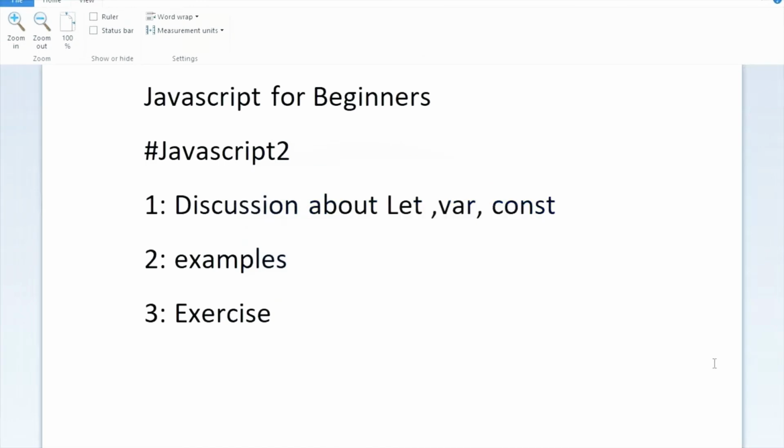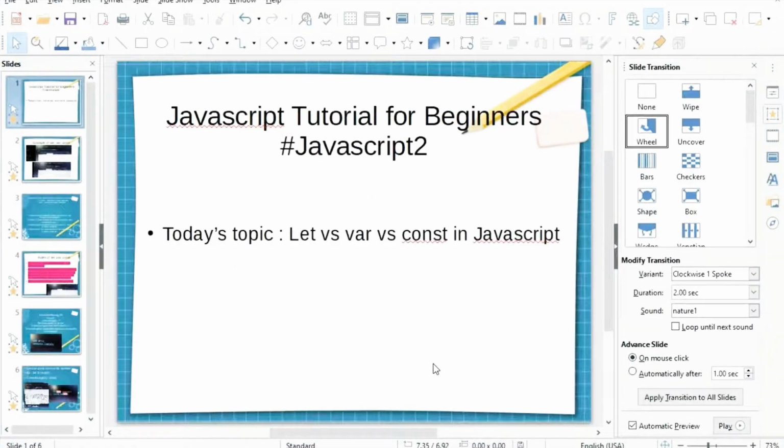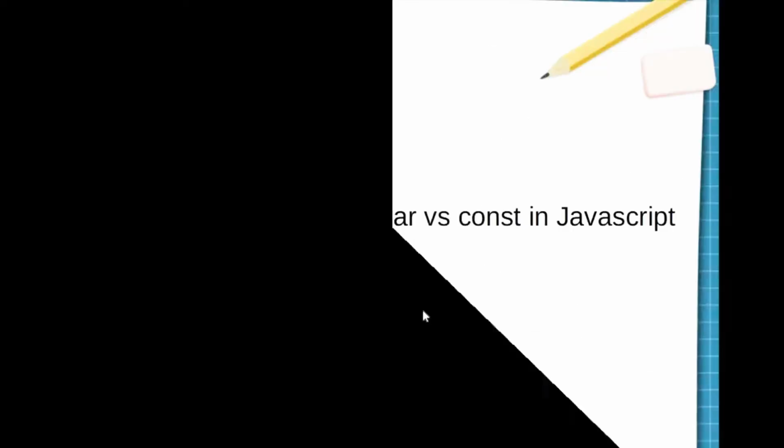So what are we going to do in this tutorial? In this video we will discuss let, var, and constant in JavaScript. Then we discuss some examples, the rules, all of the rules and conditions which you have to understand when doing variables. And then we're going to do an exercise. So let's start with our introduction. Today's topic is let versus var.